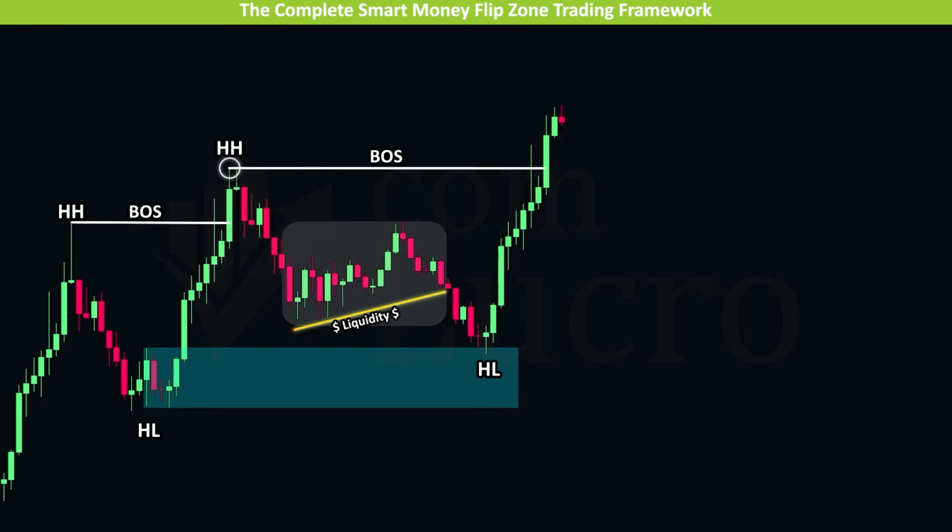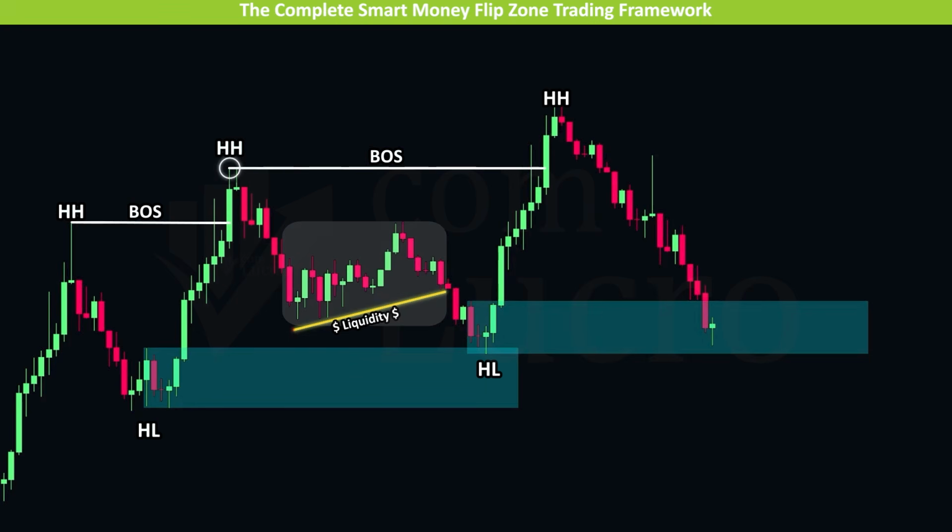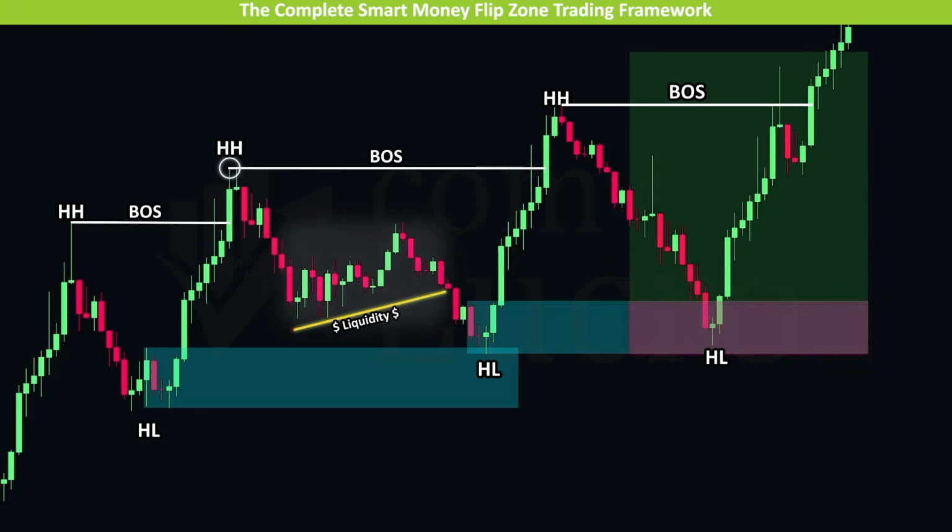Once price rallies upward and breaks the previous high, we have confirmation of strong demand. At that point, we mark the zone and wait for price to come back. When price reacts there, that becomes our entry signal. Simple in concept, but extremely powerful in execution.